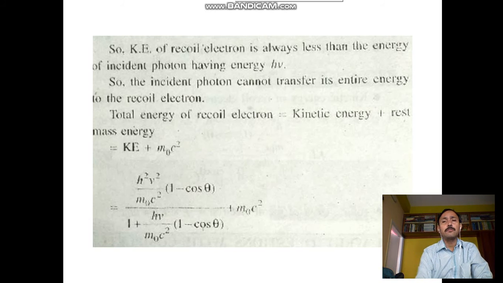So the total energy of the recoil electron is equal to kinetic energy plus rest energy. Kinetic energy is equal to h square nu square by m naught c square, 1 minus cos theta, by 1 plus h nu by m naught c square, 1 minus cos theta. The rest energy of the electron is m naught c square.